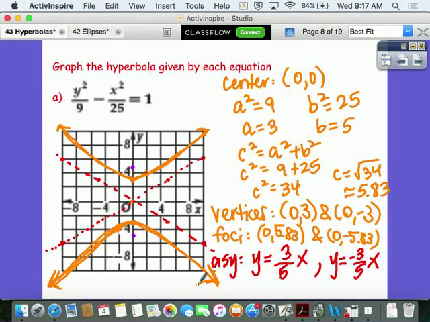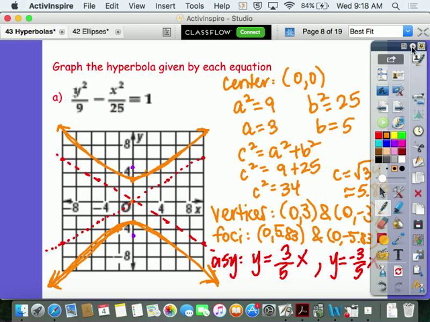Yes? Do we have to make a table chart and have points like we did for the ellipse? Nope, we don't have to make a table or chart. We just need to make sure that we have our vertices in the right place and they approach the asymptotes. So the asymptotes are definitely very important here. Do we have to do the square thing? Nope, you do not have to do the square thing. That's just to help you.